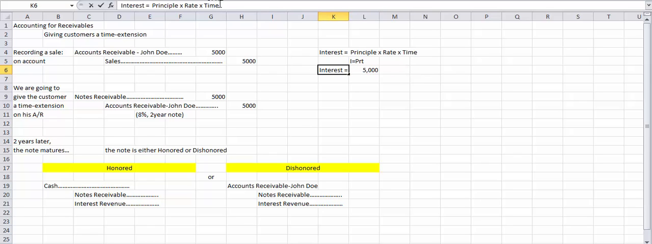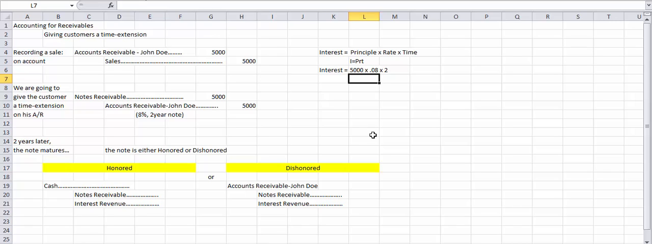We're going to take the 5,000 and multiply it by the interest rate that I gave you, which is 8%, and we're going to multiply it by the time. Since the interest rate is annual, we have to express the time annually as well. So we're going to do 5,000 times 8% times 2 representing 2 years.